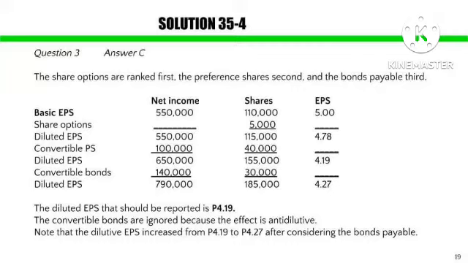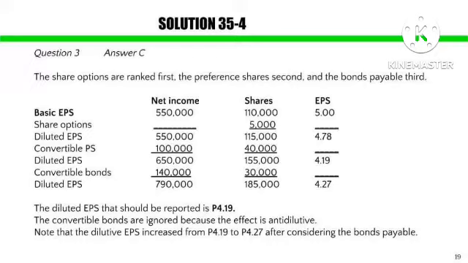Then, ilagay po natin yung amount ng contribution sa net income ng convertible preference shares, which is 100,000 and the shares is 40,000. Tapos po, i-add lang po natin the diluted earnings per share, 650,000 net income divided by 155 net shares is equal to 4.19. So, bumaba pa rin. Ibig sabihin, yung conversion ng preference shares ay dilutive yung naging effect sa earnings per share natin kasi bumaba.